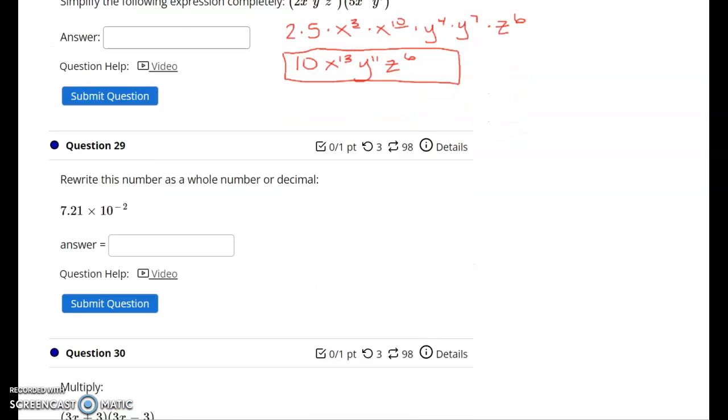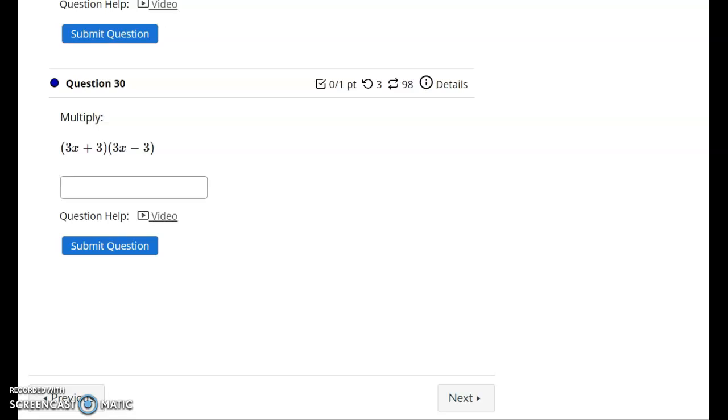Okay, and we're going to end with this number 30. So let's FOIL this out. We have 3x plus 3 and 3x minus 3. So we want to multiply first, outer, inner, and last. Or you can think of it as distributing 3x to both of those terms and then distributing the 3 to both of those terms. So 3x times 3x, we get 9x squared because we're multiplying.